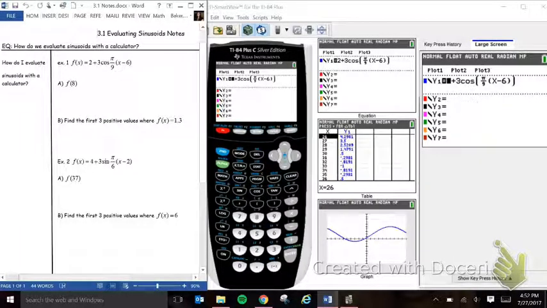Hi guys, so today we're going to look at how to evaluate some of these trig functions we've been looking at using our calculator. We're going to look at two different ways to do it. So go ahead and get out your calculator if you don't have it already. And the first thing we're going to look at is evaluating where it says f of 8.